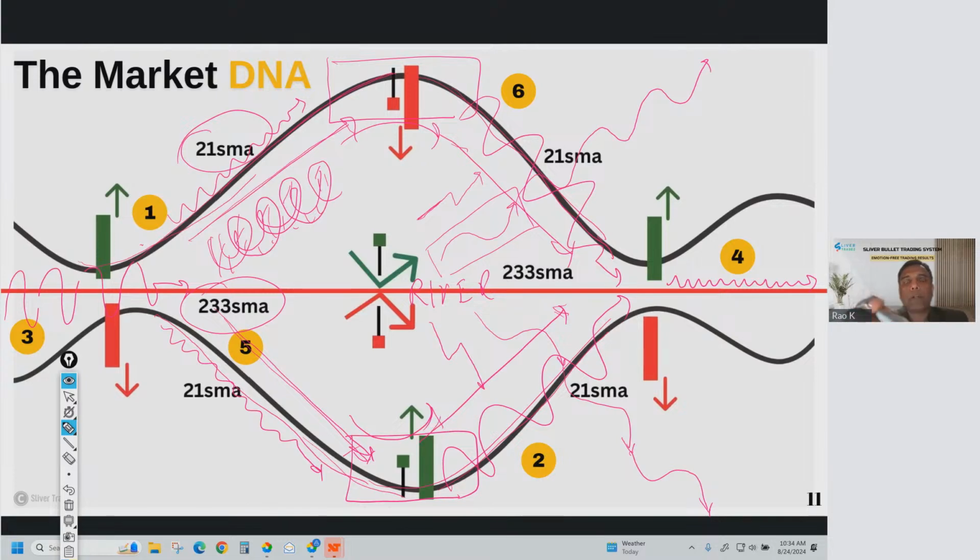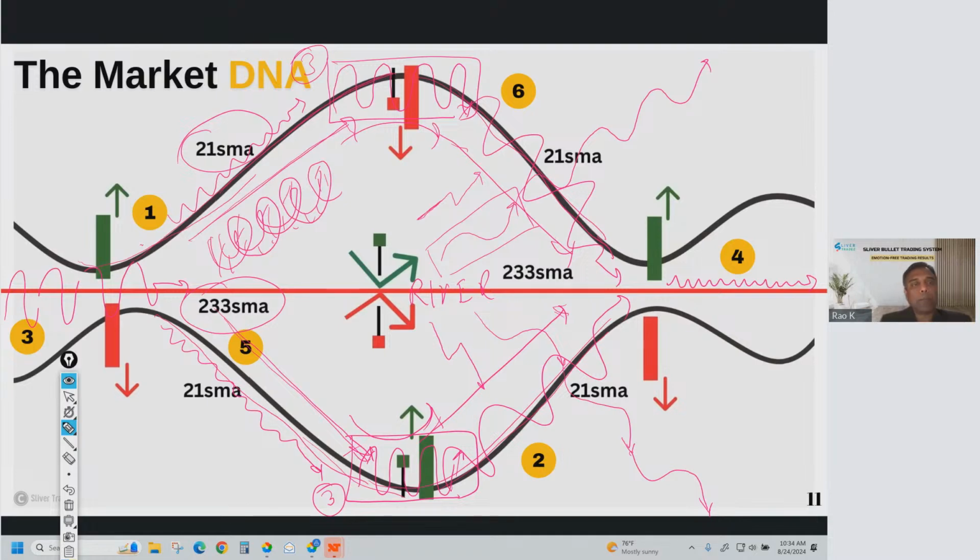We know that when the market starts making a wavy pattern, it's going to make a turn and come down. When it makes a wavy pattern, it's going to turn and go up. So this is again market condition number 3, which repeats when the market has to make a turn.